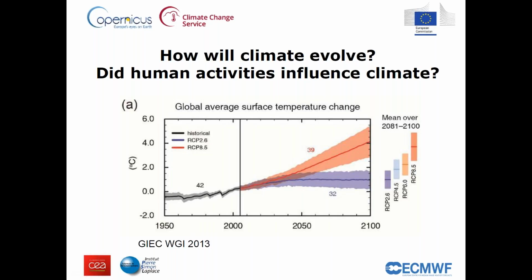So climate projections in general aim at answering the question of how the climate, the statistics of the variables that were talked about in the last presentation, evolve with time and with changes in external forcing, which can be natural forcing or anthropogenic forcing: greenhouse gases, aerosols, land use changes, etc.